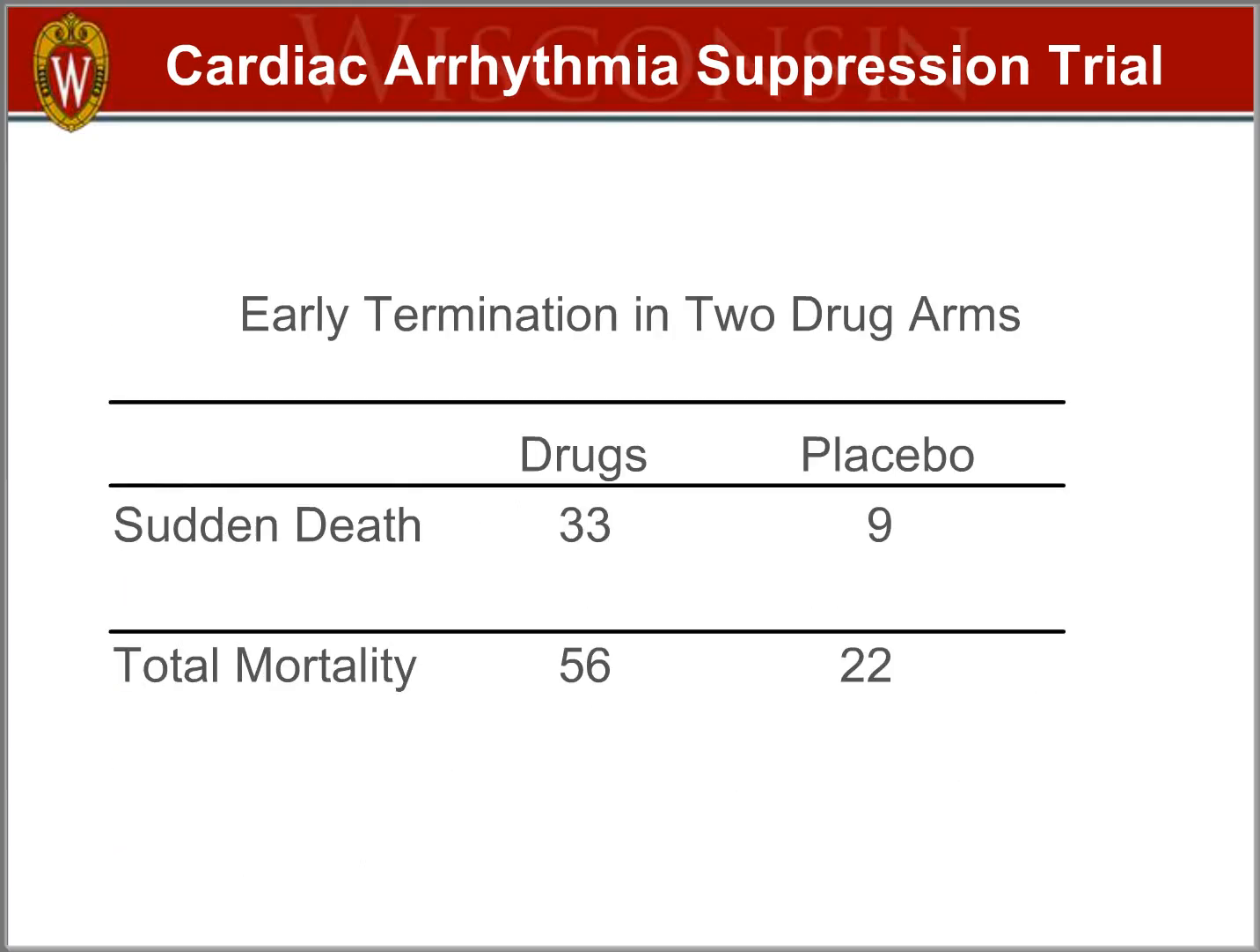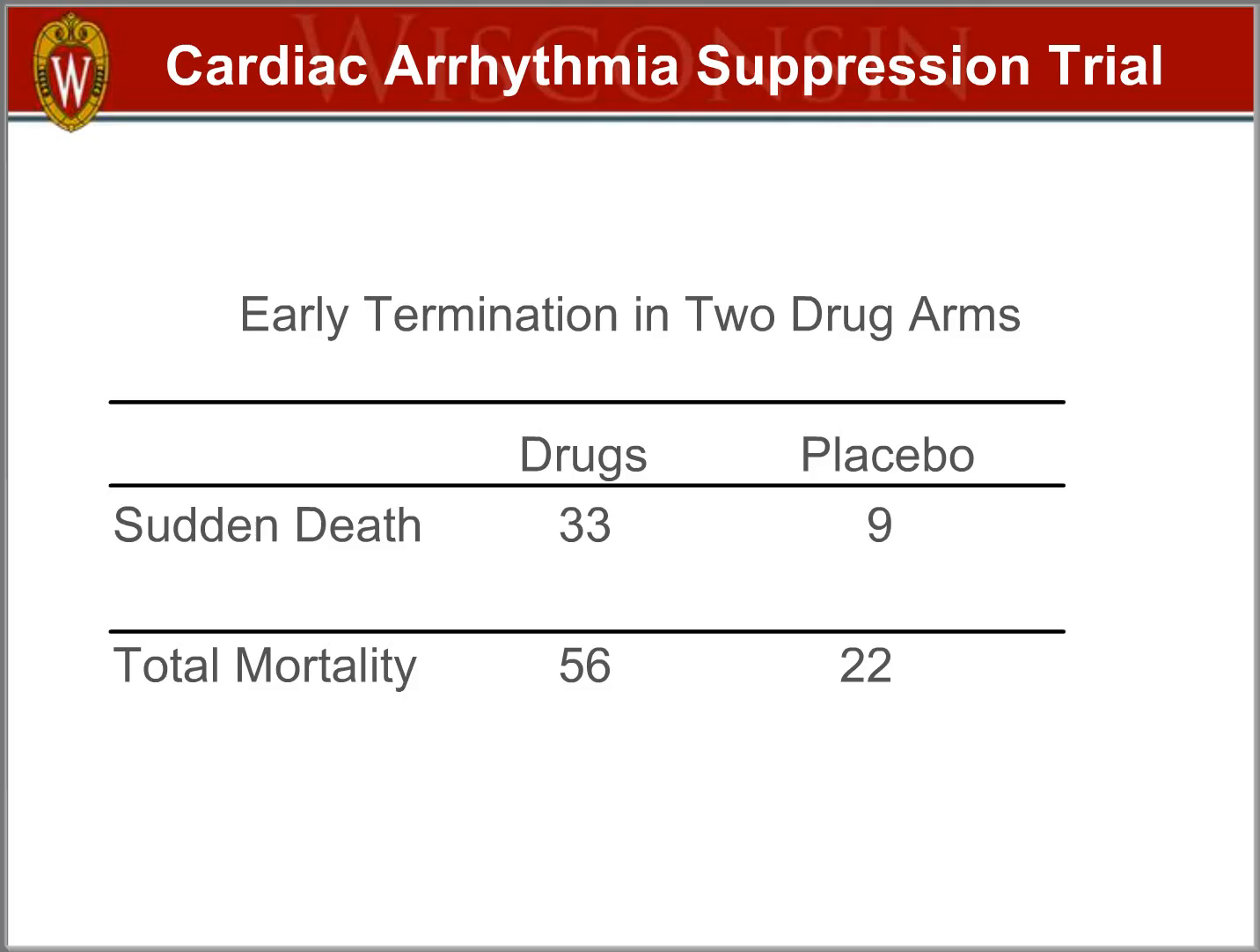Very early in the trial, in fact, about 15% of the way into the trial, the monitoring committee, which we will bring up in a later lecture, observed the following results. There were 33 sudden deaths on drugs and 9 on placebo. There were 56 deaths on drugs versus 22 on placebo. These results were in contrast to expectations.